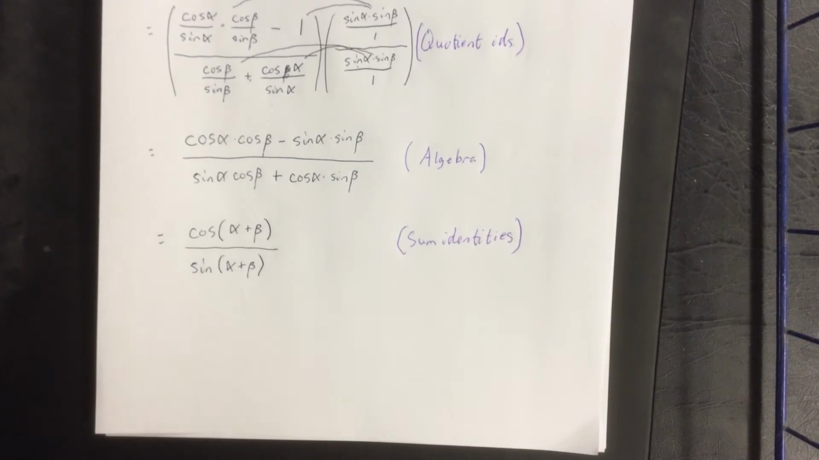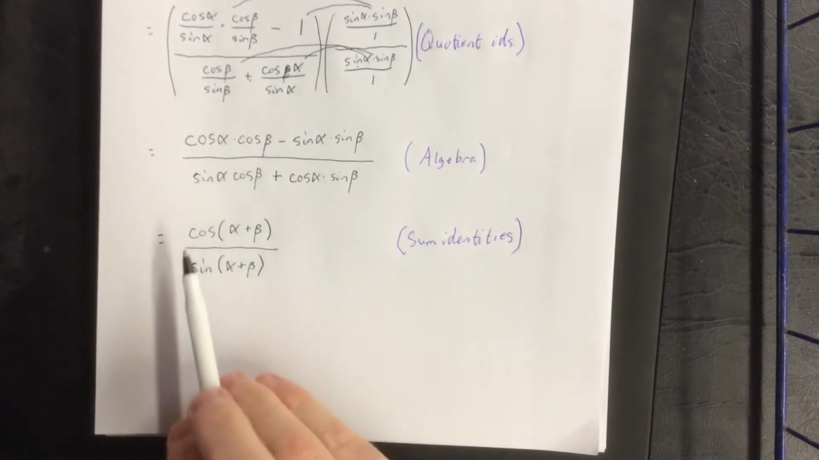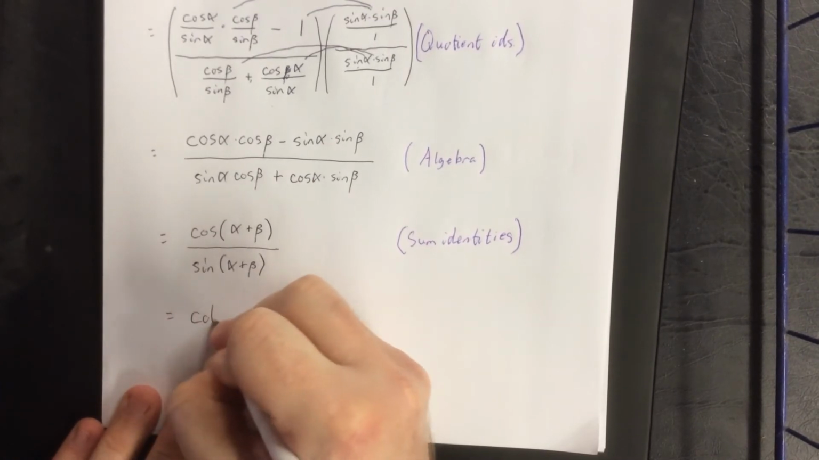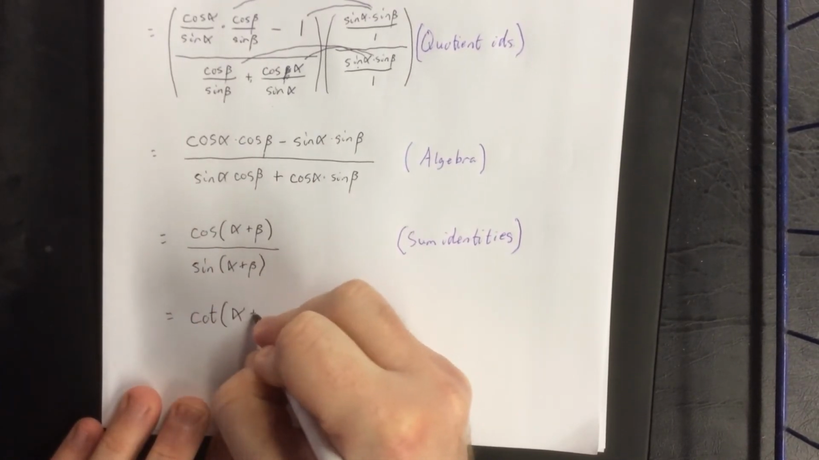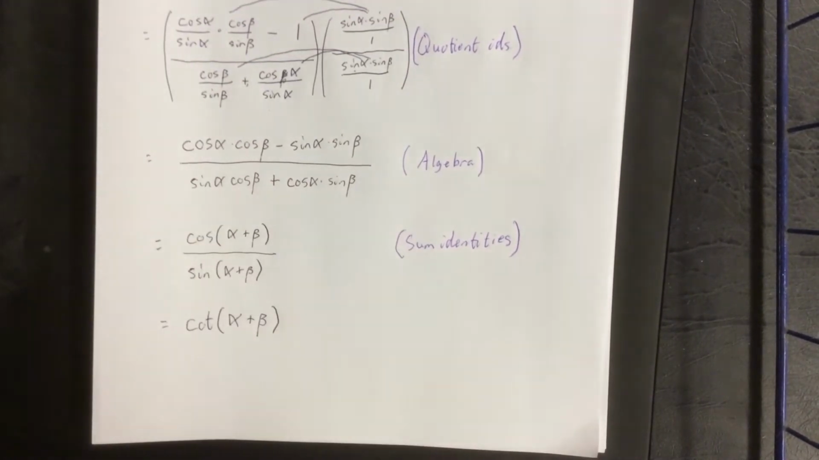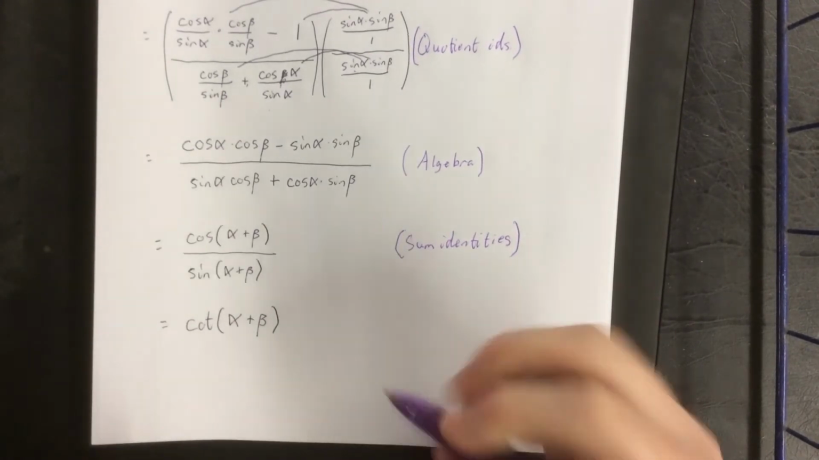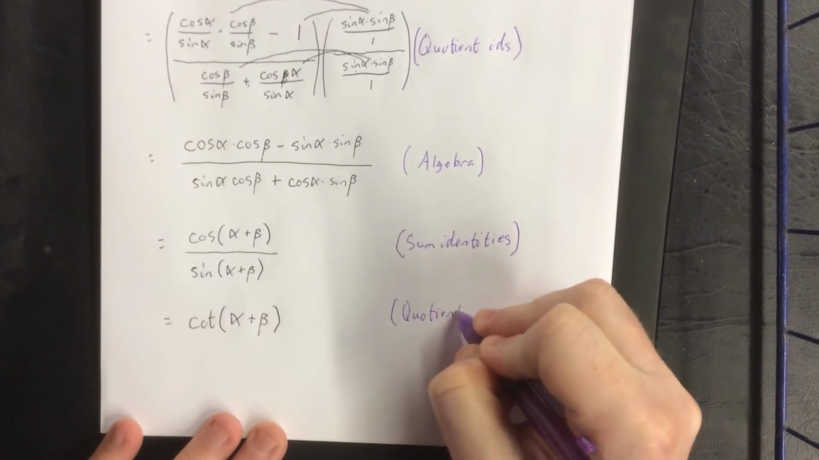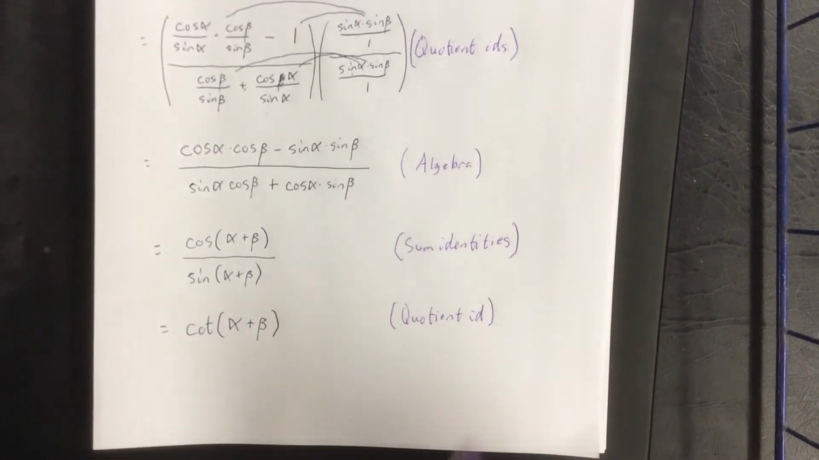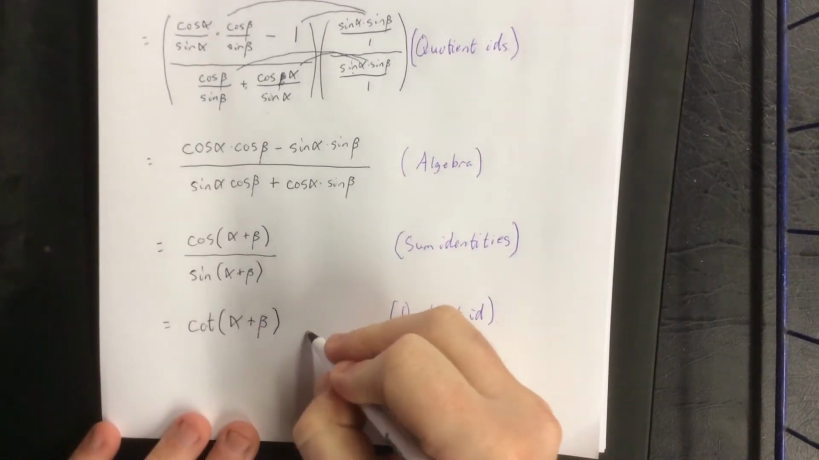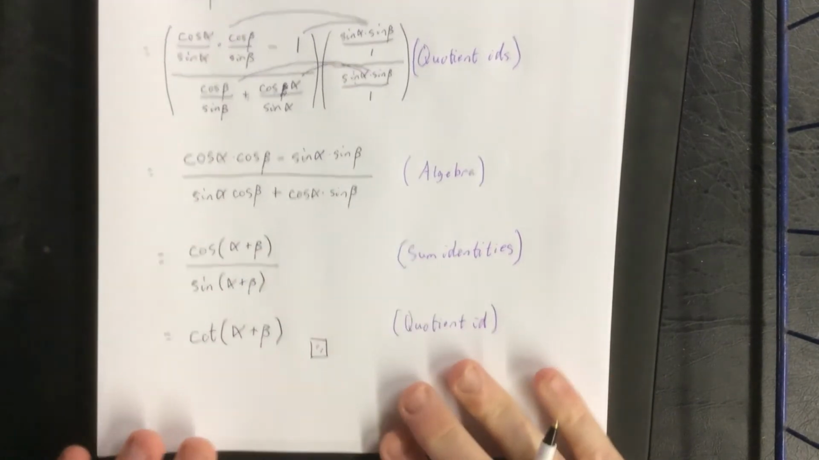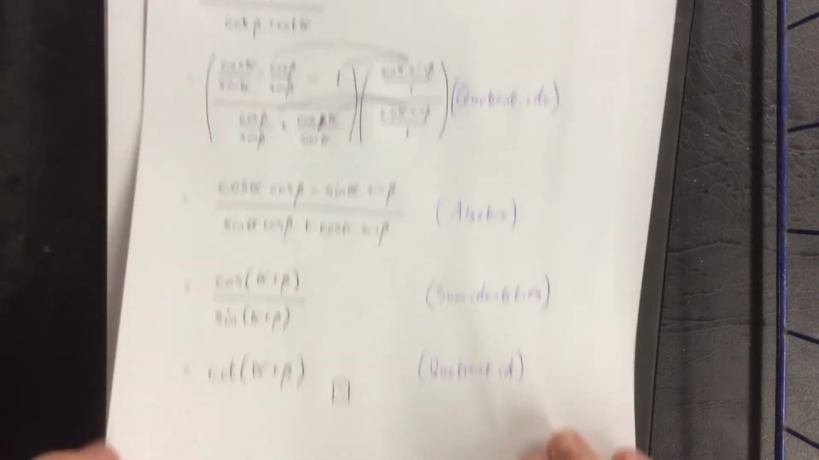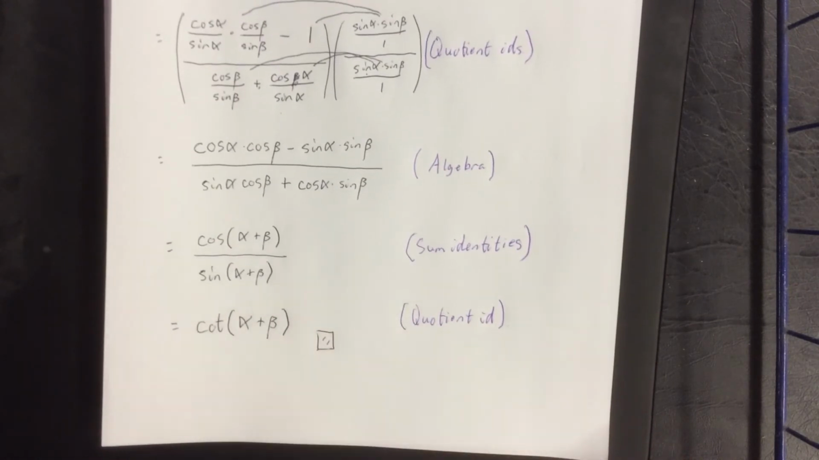And with that in mind, we now have the cosine of an angle divided by the sine of the same angle. Using a quotient identity, that would be the cotangent of said angle. It is a quotient identity. That, of course, is exactly what we had over on the left-hand side, so that completes our proof.